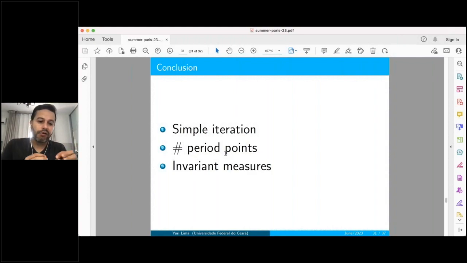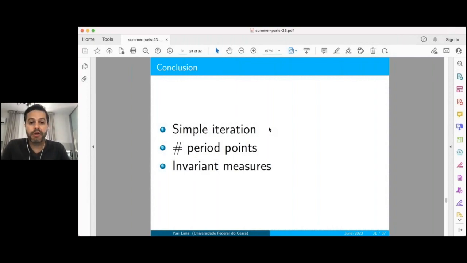From the dynamical properties of our cat map, and these properties are the existence of expanding and contracting eigendirections, we were able to simplify the representation of trajectories. Instead of telling exactly what the points x, f of x, f squared of x, and so on were, we could just tell what were the rectangles that these points belong to. And in this way, we have a simpler representation of our map, which allows us to understand many dynamical properties, such as these three that I have listed to you. And once we understand them in this simplified symbolic model, we can push them back to the original geometrical model.